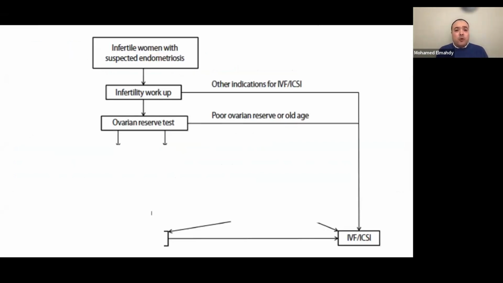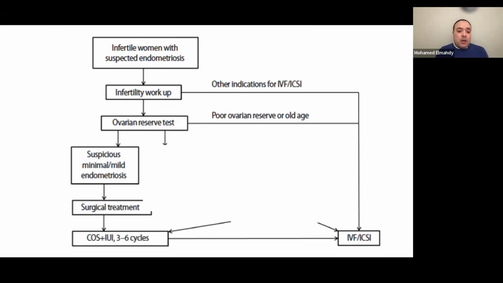This is a proposed flow chart for managing a case with infertility associated with endometriosis. So first, do your infertility workup. If there is another indication for IVF or ICSI, such as severe male factor or tubal block, go ahead for IVF or ICSI. Then assess ovarian reserve. If you have a case of old age or poor ovarian reserve, also go ahead for IVF and don't waste your time. Then, if you have a good prognosis patient with suspicion of minimal to mild endometriosis, you can go for surgical management and controlled ovarian stimulation for 3 cycles or 6 cycles with or without intrauterine insemination.